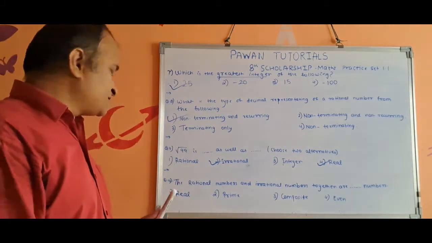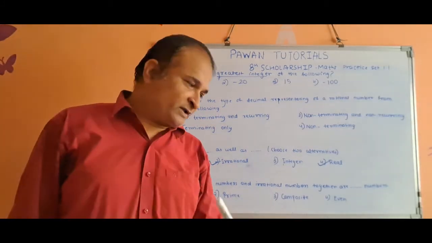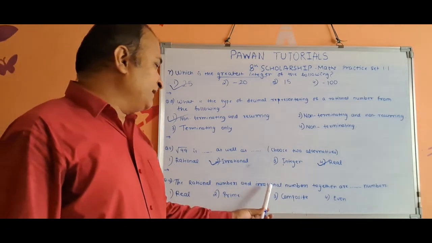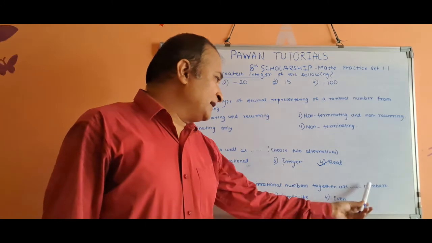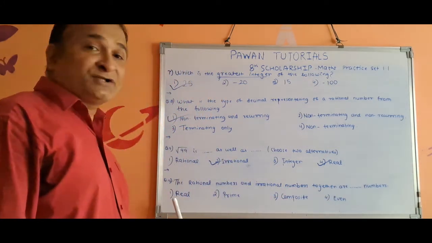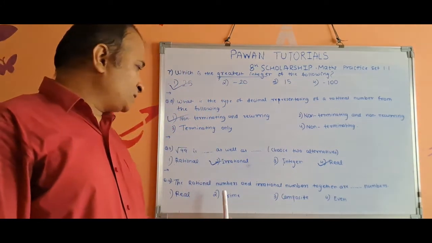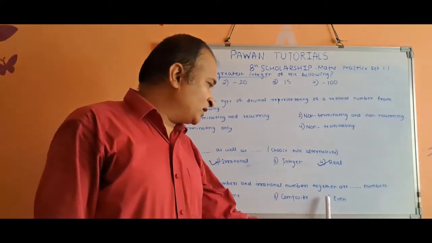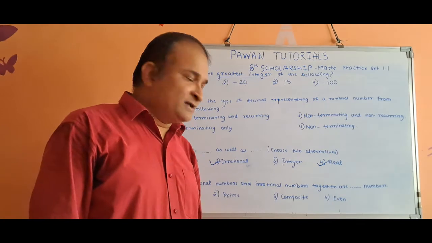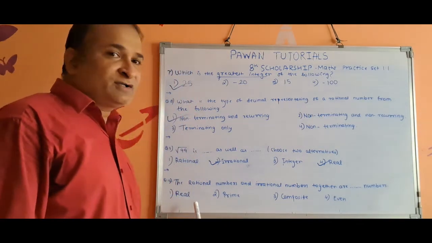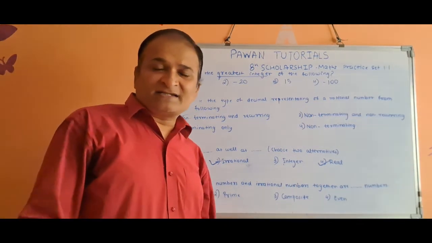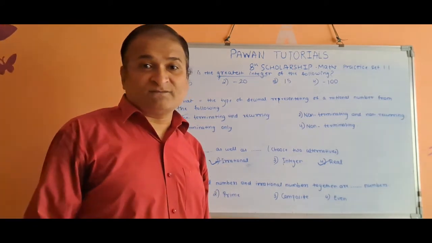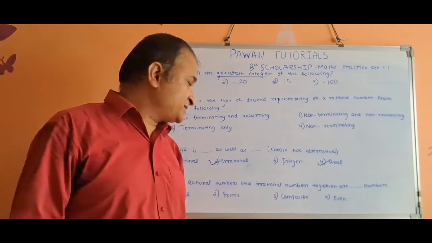Now look at the next question, students. Question number 10. The rational numbers and irrational numbers together are dash numbers. Option 1 is real. Option 2 is prime. Option 3 is composite. And option 4 is even. So you very well know real number means what, students? A real number is a set of rational numbers as well as irrational numbers. It includes both types of numbers, rational as well as irrational.